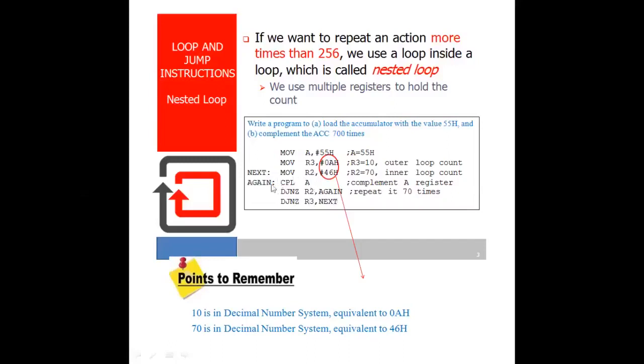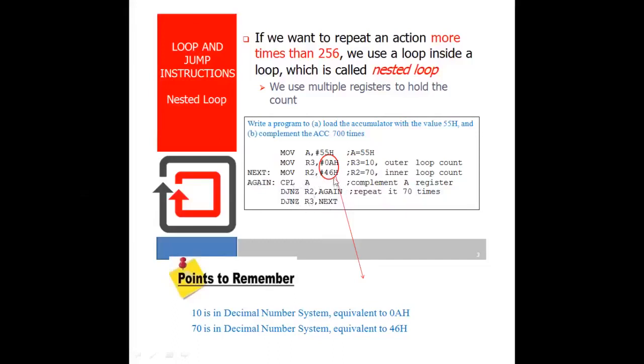Now it is coming out of this loop, and it will execute the instruction DJNZ R3, next. So R3 will be decremented by 1 now. It will decrement the value and check whether it is equal to 0 or not. Depending on that, it will transfer the control to this location. Again, it will load the value 46x inside the register R2. So this process will be repeated for 10 times.